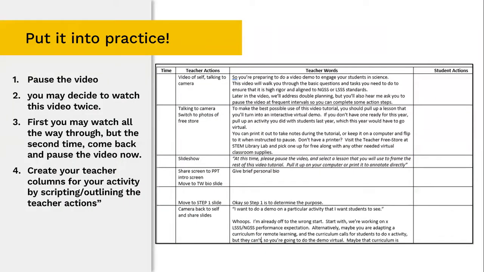You may decide you want to watch the rest of this video twice. First time you watch it all the way through, and then the second time you'll come back and you'll pause the video now. Assuming we're at that stage, you're going to pause and you're going to create your teacher columns for your activity by scripting out and outlining the teacher actions and the words that you'll take. You'll also see at time you can use that if you want or skip it.